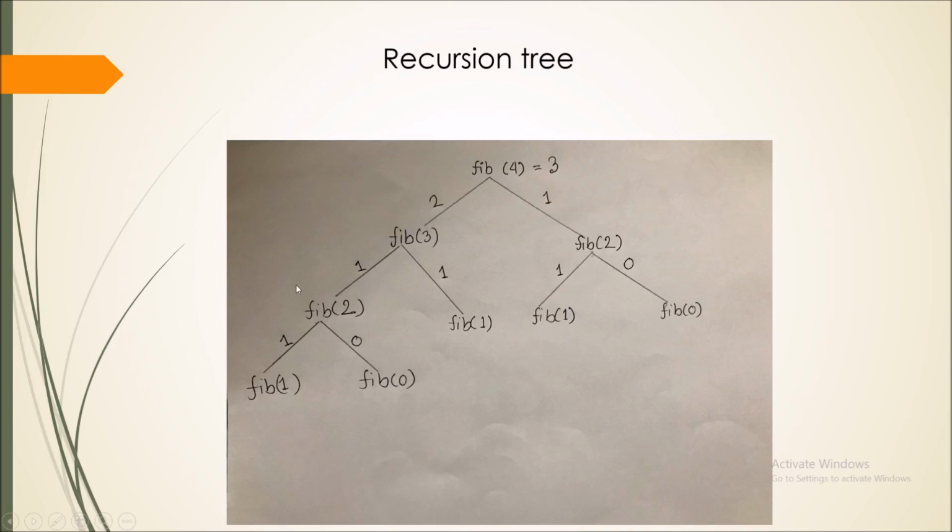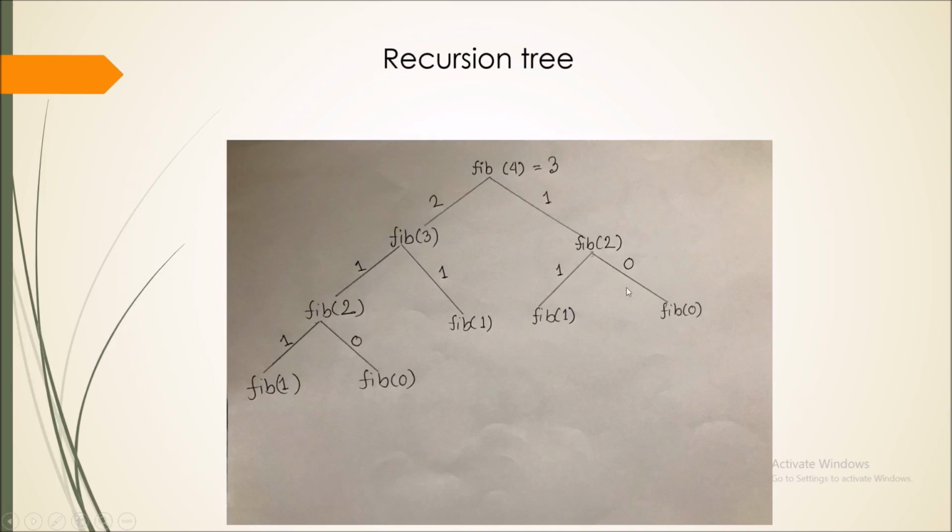Now FIB2 is not the base case, so we will again subtract 1, which will give us FIB1, and then FIB(2 minus 2), which will give us FIB0. So FIB1 and FIB0 are base cases, so they return themselves. So 1 and 0 are returned. So 1 plus 0 is equal to 1. So FIB2 will return 1. Now FIB3 had 1 before, so 1 plus 1, FIB3 will return 2.